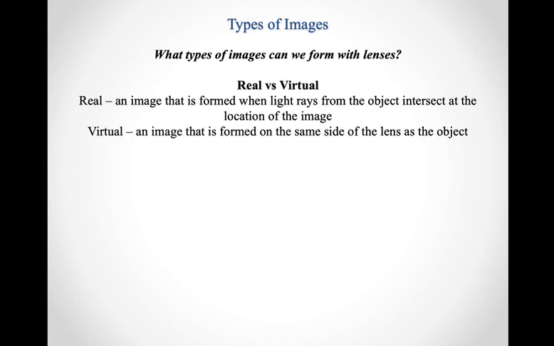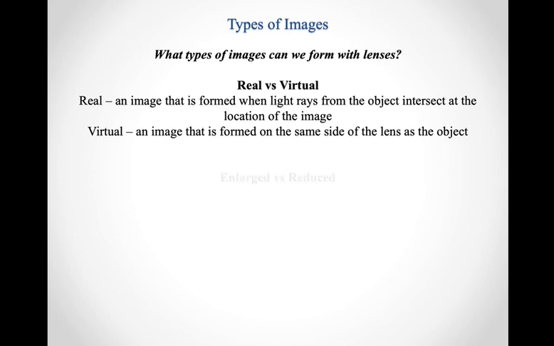Virtual images are images that form on the object side of the lens. And so that's why instead of the rays coming through the lens and intersecting to create a real image, we have to project those rays back to see where they intersect on the object side of the lens.